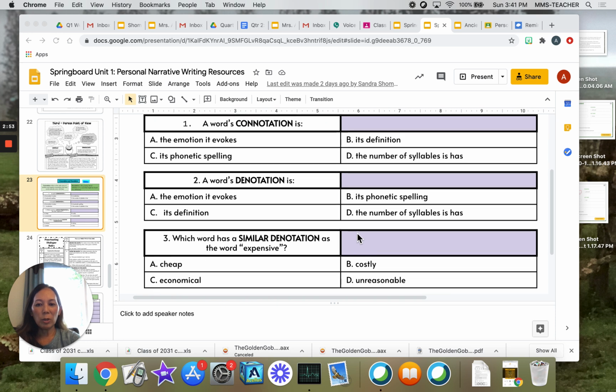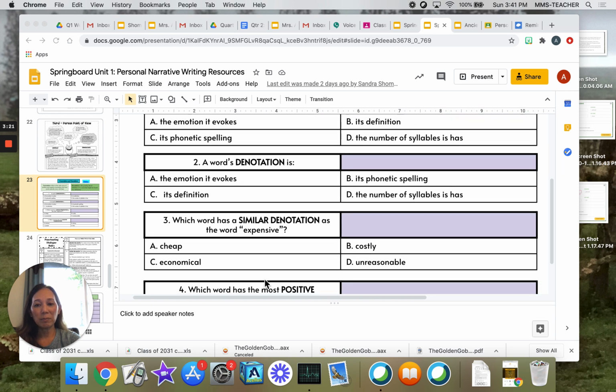Number 3, which word has a similar denotation as the word expensive? Denotation is the dictionary definition. So which word has a similar definition as the word expensive? Is it A, cheap, B, costly, C, economical, or D, reasonable? And by looking at these words, it would be B, costly.